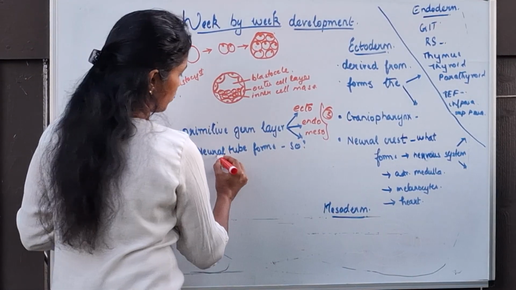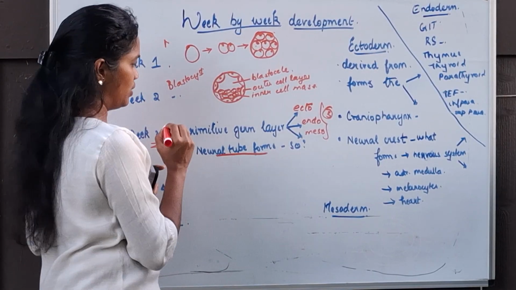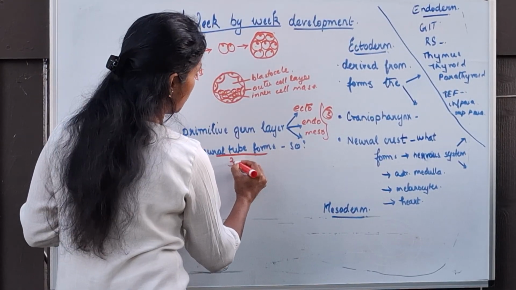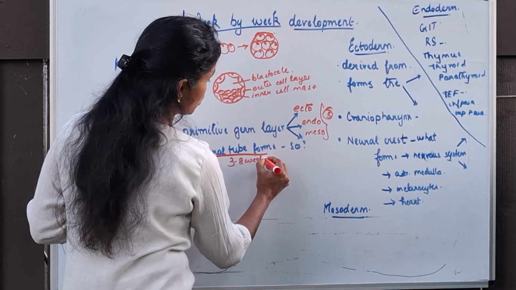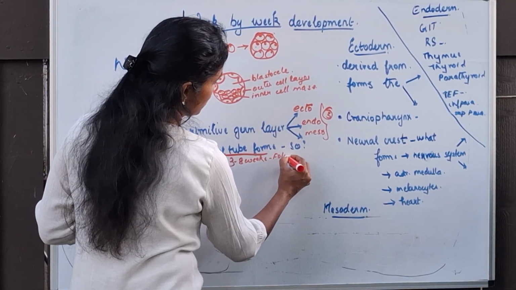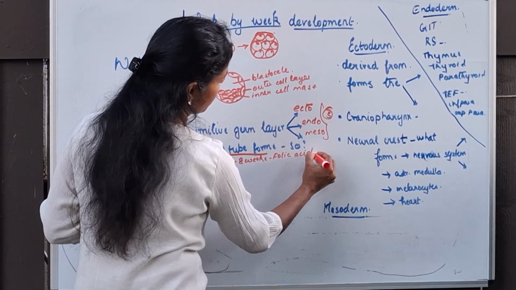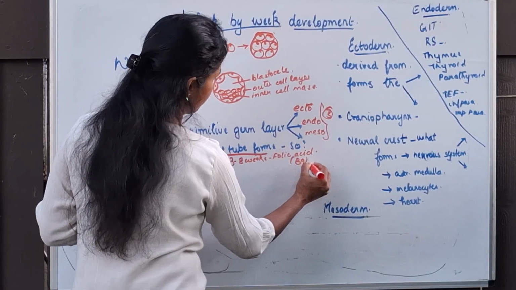So what is the significance? Since the neural tube also forms in week 3, the significance is that between 3 to 8 weeks, one has to be rich in folic acid. They are supposed to have folic acid supplementation or vitamin B9.